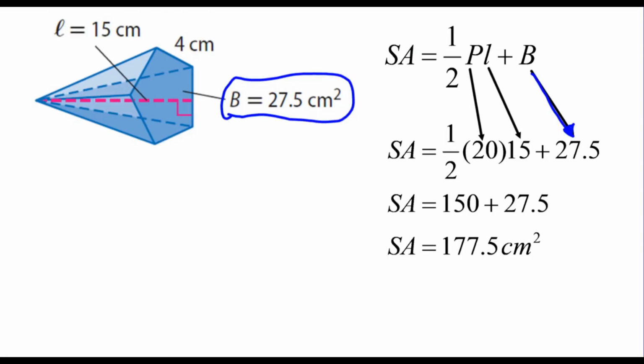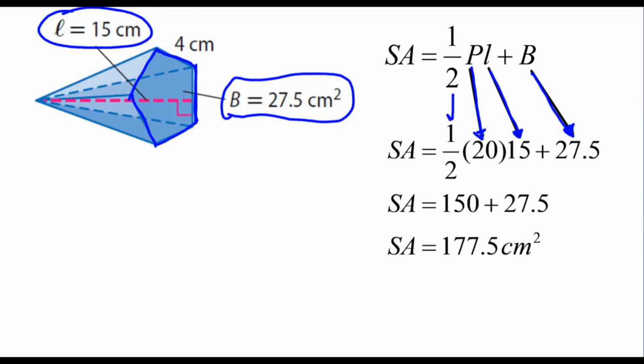That was 27.5. The lateral height, or the slant height here, is 15 centimeters. And then the perimeter of my base, well, this is a pentagon that has 4 centimeters on each side, because remember, these are all going to be regular polygons. So every side here is 4 centimeters, and 4 times 5 is 20.